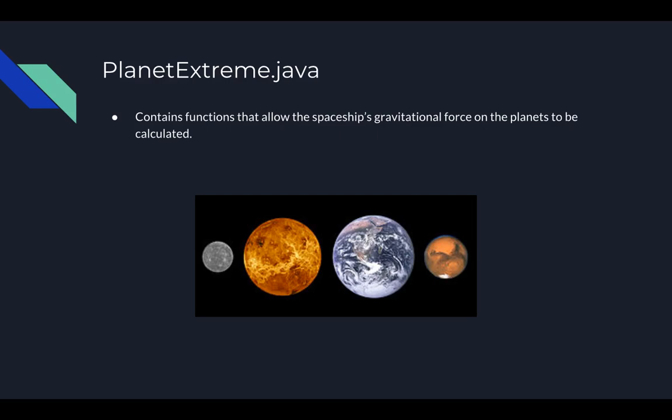This allows the spaceship to exert a gravitational force on the planets. However, since the mass of the spaceship is almost insignificant when compared to the mass of the planets, the spaceship does not actually affect the position or the orbit of the planets. Now, this is still nice to have in case I decide I want the spaceship to have a much larger mass. Then it could affect the orbit of the planets.